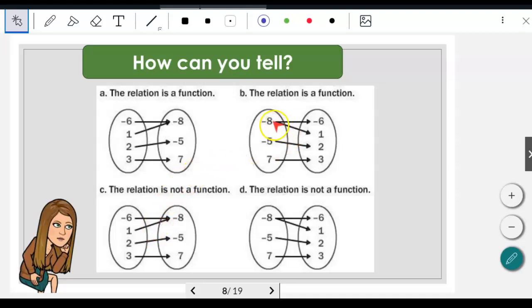But look at this one. It has the 2 on there. So that has 2 values for -8. So that is not a function.